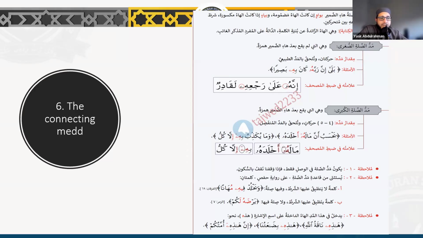This is not the ha of the dhamir. It's not a pronoun ha. So that's why, if you're connecting with the next word, there are special rules for it. So if you say, for example, ما أغنى عني ماليه هلك عني سلطانيه, right? Normally you stop on it. If you continue, it becomes ماليه هلك. So we'll get to this inshallah at the end of the book. There is a section on these special word cases.